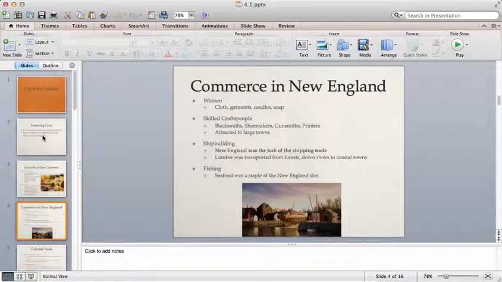New England, of course, is on the ocean. A lot of those big cities are right on the water, so shipbuilding is a huge industry in New England. There's also a lot of trees. That's where they're going to get their material to build the ships. Okay, so New England was the hub of the shipping trade because it had so many port cities. And then, of course, another industry that is tied to living near the water would be fishing. So seafood, staple of the New England diet.